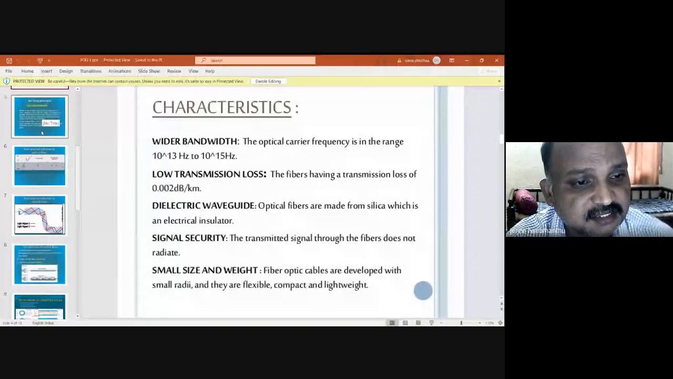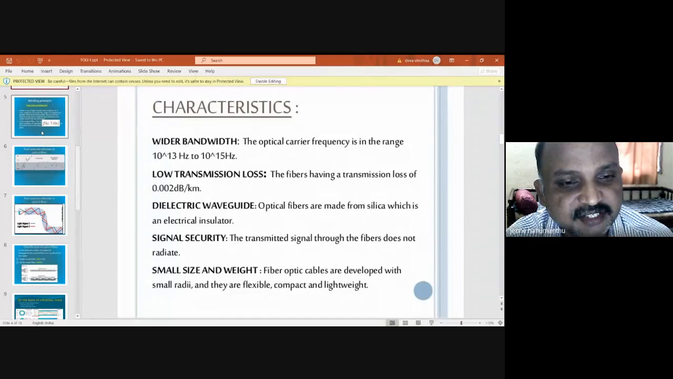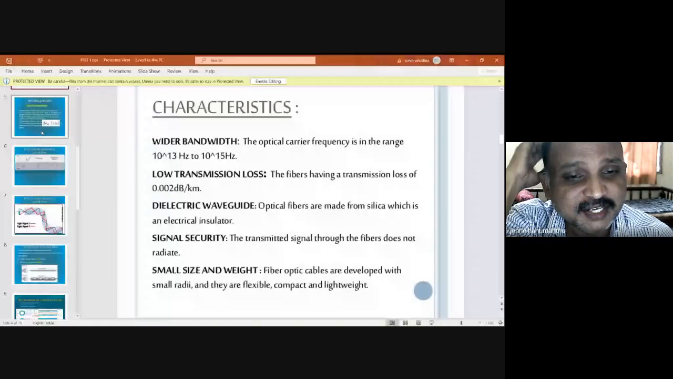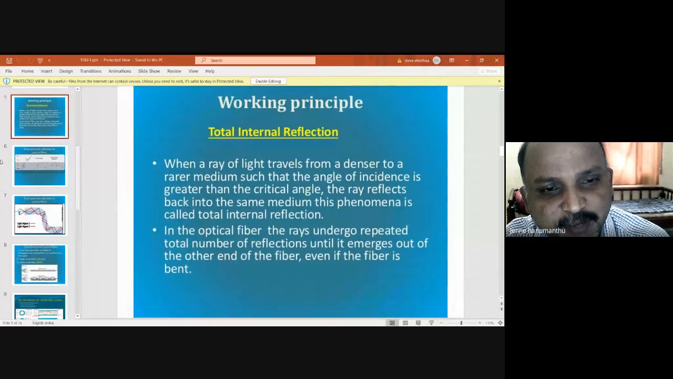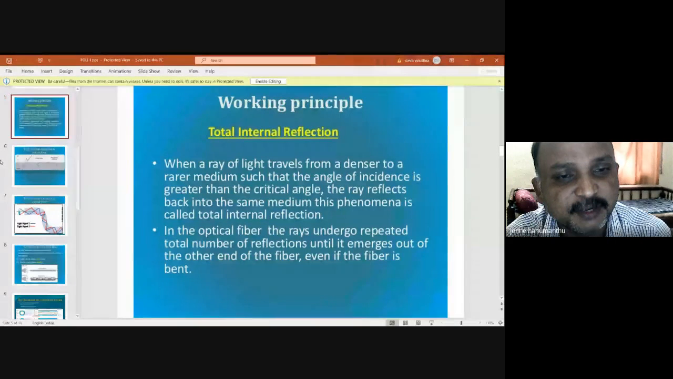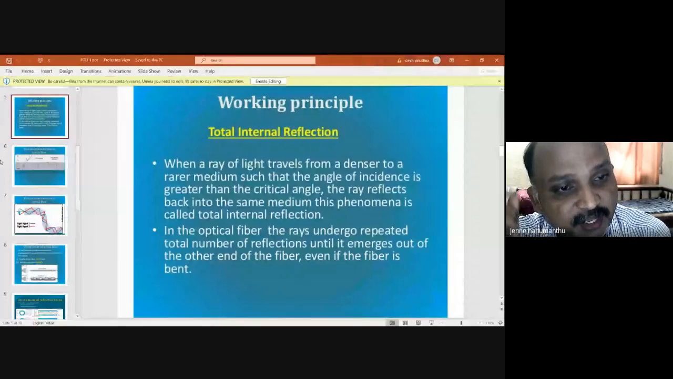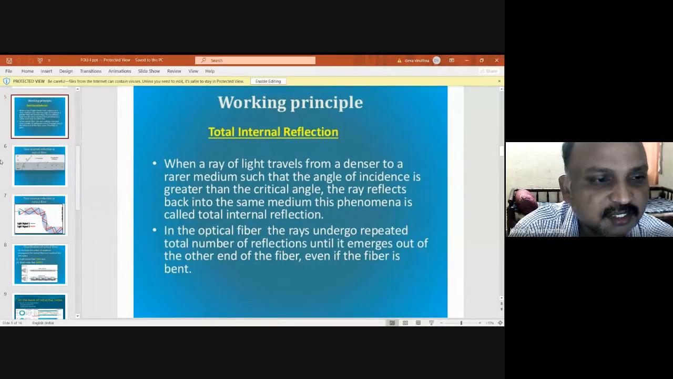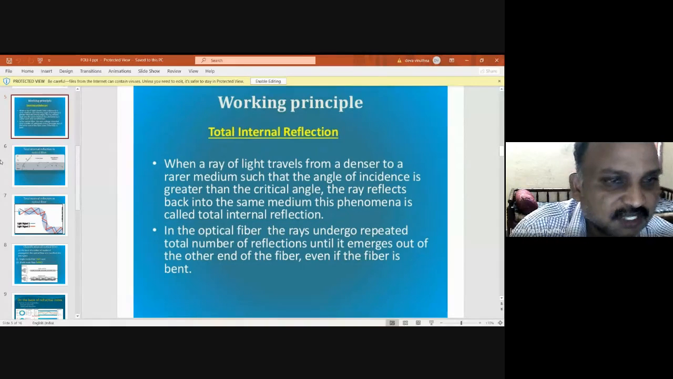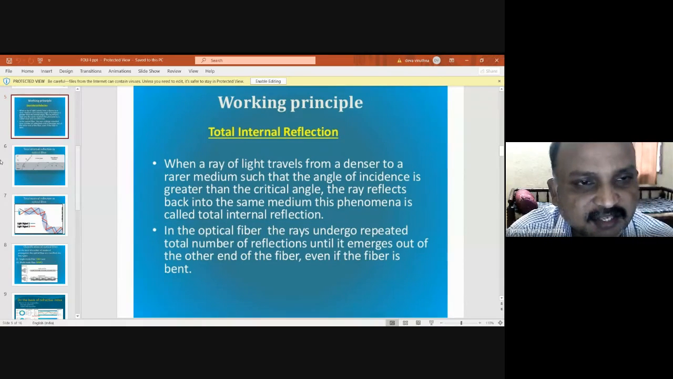Next characteristic is small size and weight. You know what is that? The thickness of the fiber is less than a human hair. So these are the characteristics of this fiber.